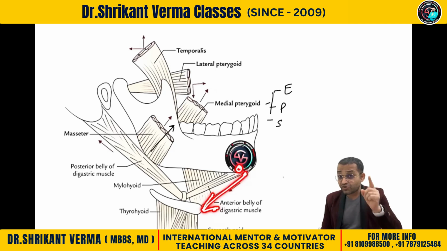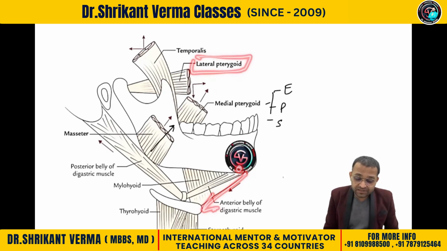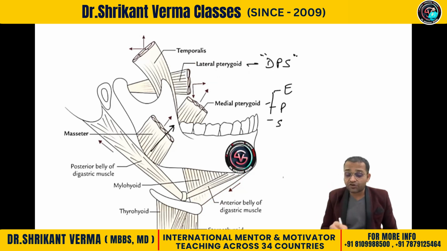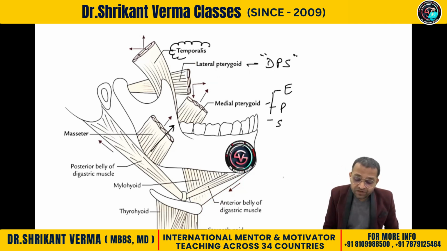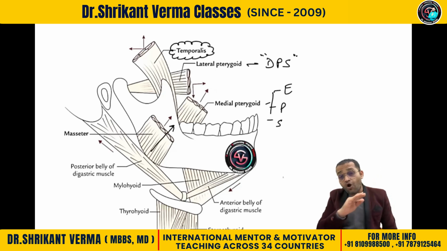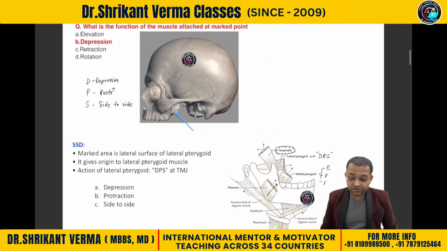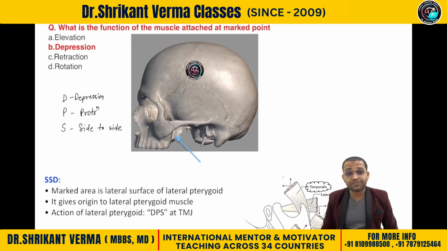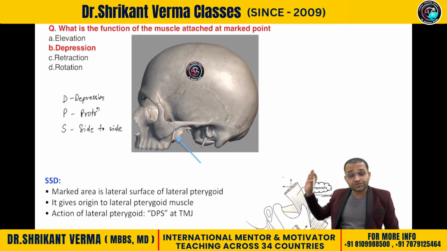But among the muscles of mastication, the only depressor of the jaw is the lateral pterygoid, for which I told you the formula, the DPS. And the only retractor of the jaw, answer is the oblique fibers of the temporalis. Remaining all muscles are causing elevation. So hope you got all the concepts clear with this explanation, as this topic is very important for the INICET and NEET PG exams.